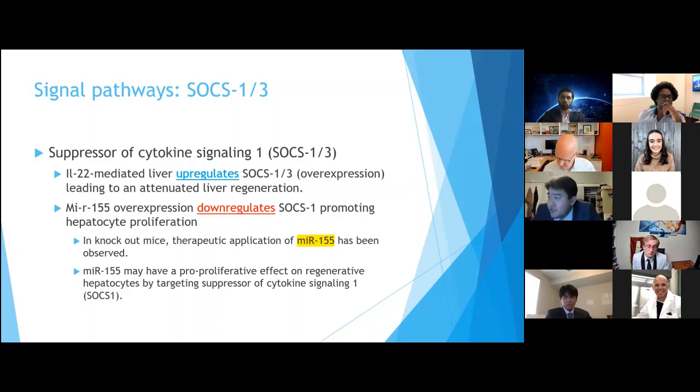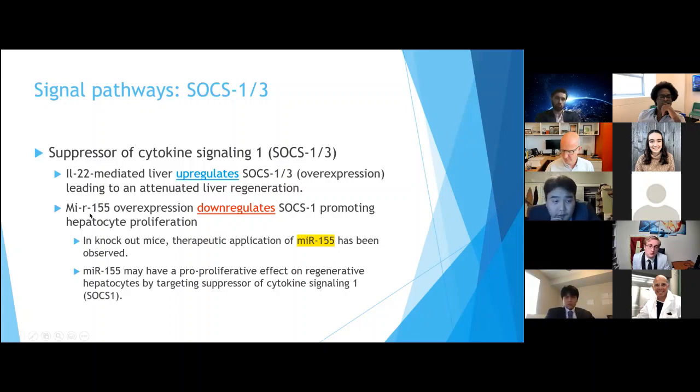causing the overexpression, which takes away the IL-2 induced STAT activation and decreases the whole IL-2 mediated liver cell regeneration process.